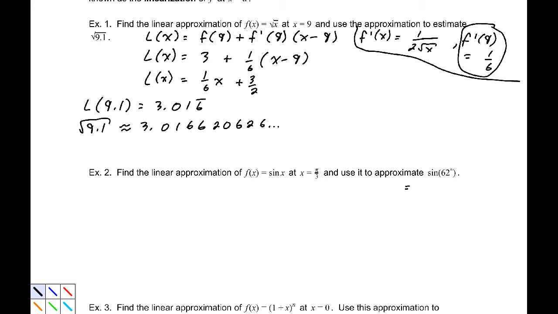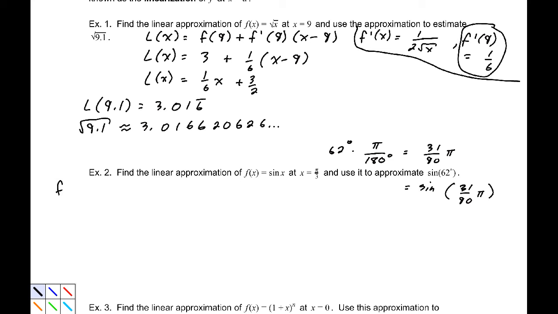And because I'm going to need to do this in radians, because pi thirds is in radians, I want to convert this. And 62 degrees, using our conversion factor from 1.3, is equal to 31/90ths pi. So that's the value we're going to use when we actually approximate this.